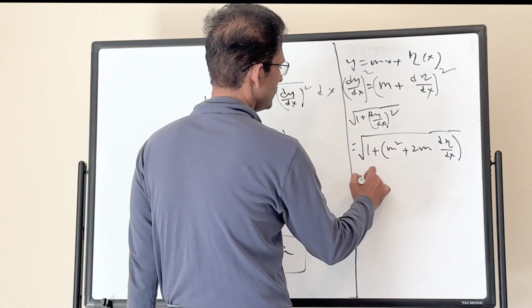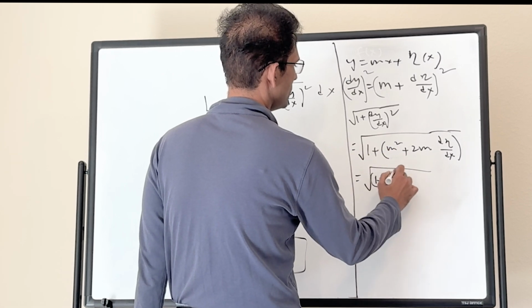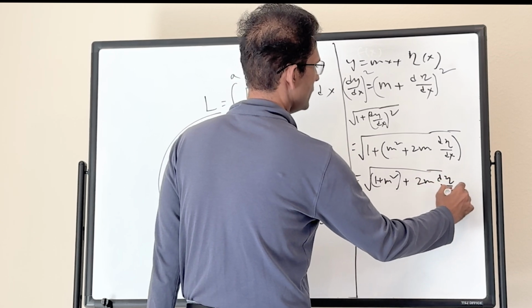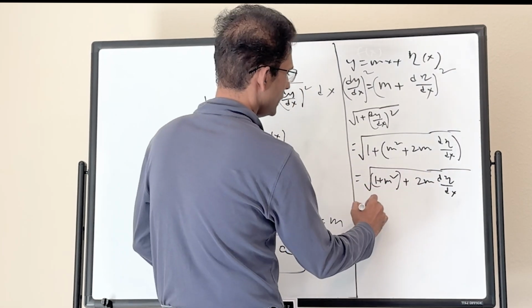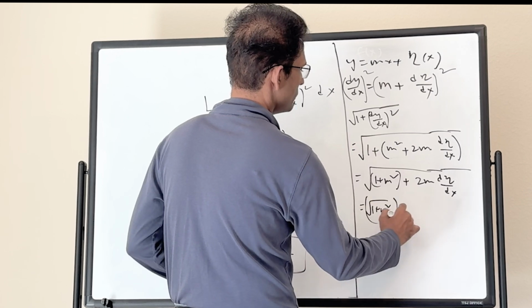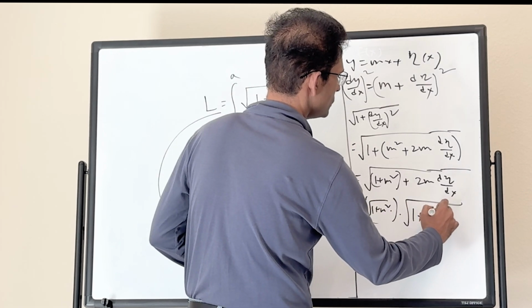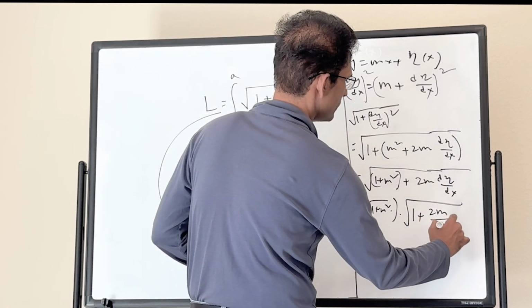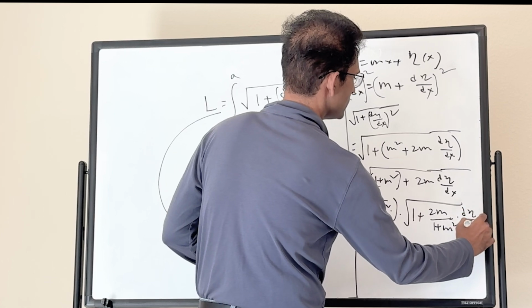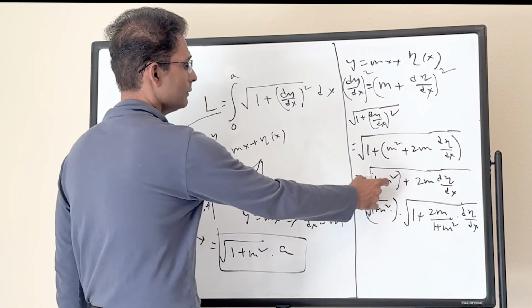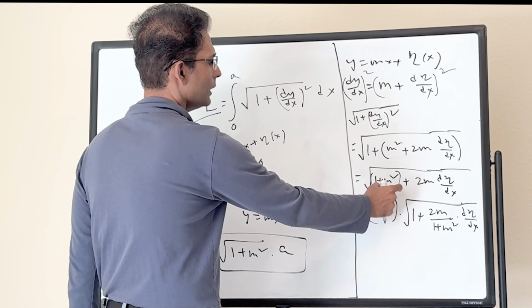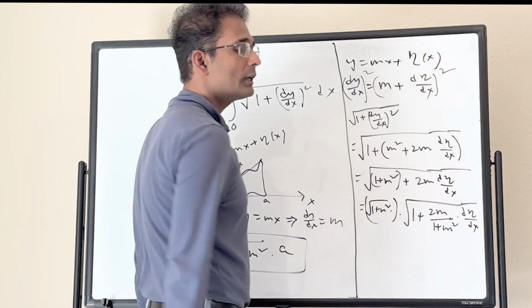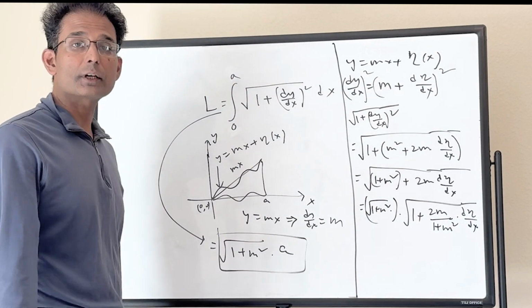So anyway, then I'm going to write it like this: 1 plus m squared, and then you have 2m d eta/dx. And then I'm going to take 1 plus m squared outside the square root, and I'll be left with 2m over 1 plus m squared, times d eta/dx. Makes sense? 1 plus m squared is a constant. I just took it outside the square root symbol, and this is what I'm left with, which I'm going to Taylor expand.